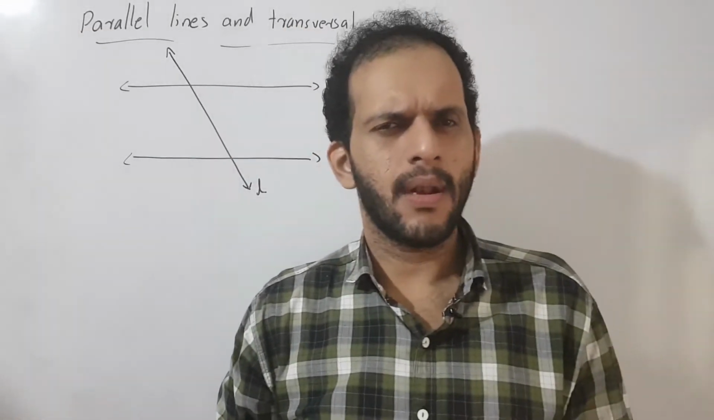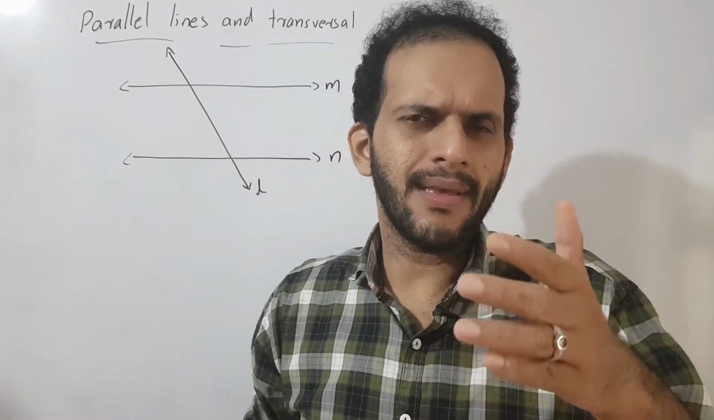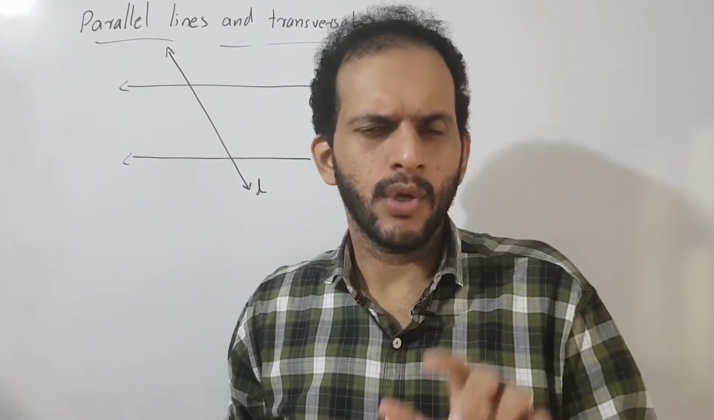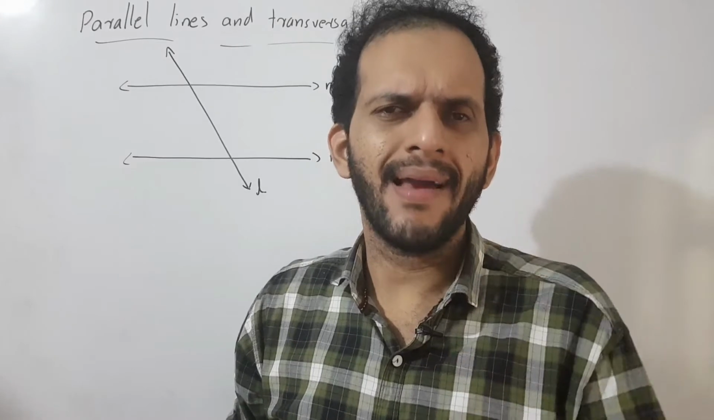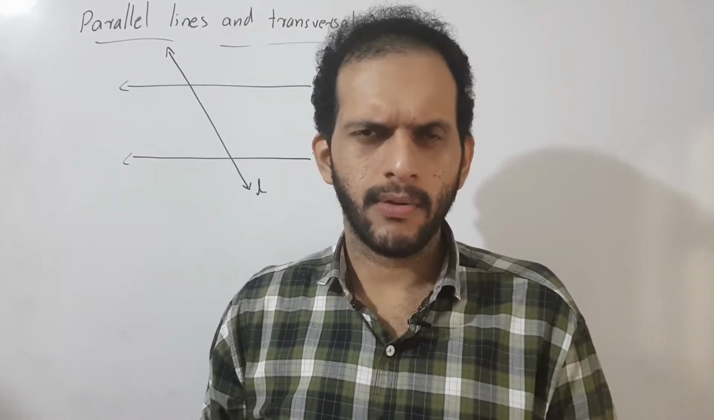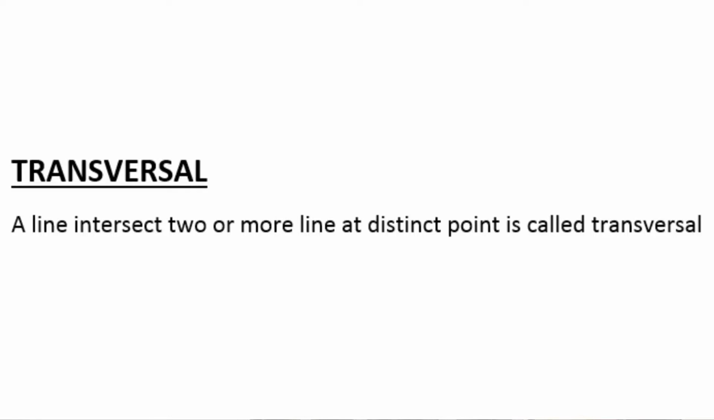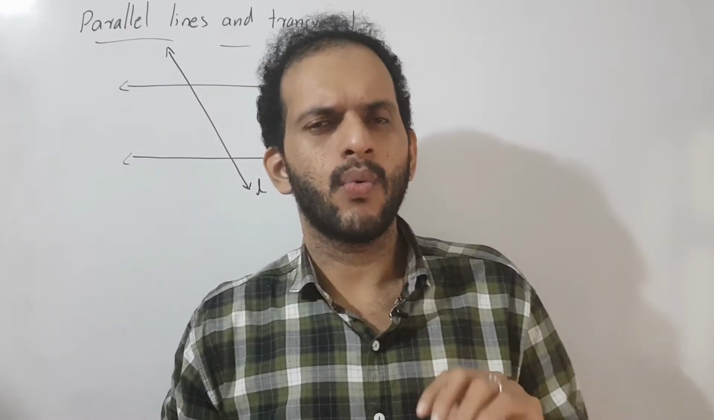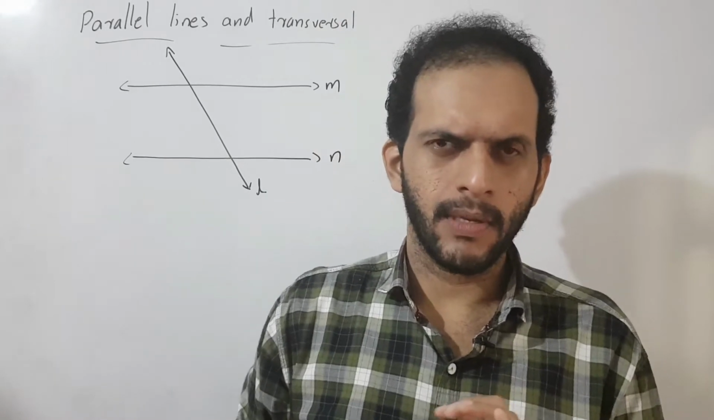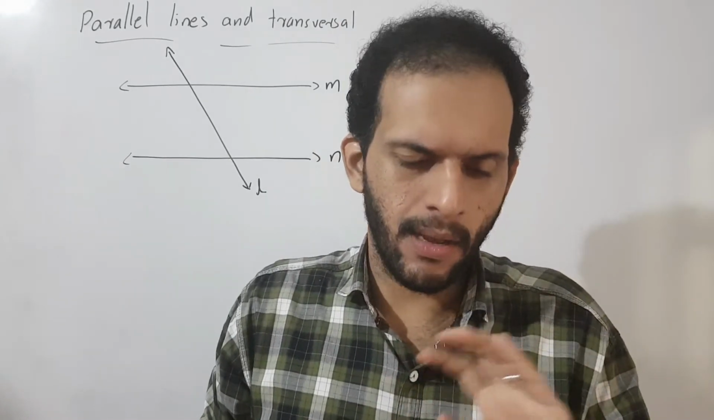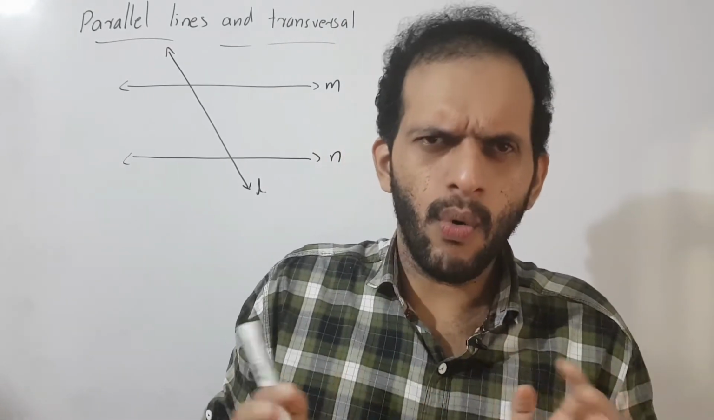A transversal is a line that intersects two or more lines at distinct points. Okay, what is a transversal? A transversal is a line that intersects two or more lines at distinct points. The phrase "two or more lines" is not specified there for parallel lines.